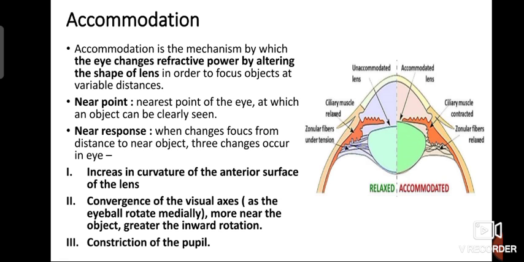Three changes occur in the eye. First, increase in curvature of the anterior surface of the lens, as we see. Second, convergence of the visual axis as the eyeball rotates medially; the nearer the object, the greater the inward rotation. In the normal eye the eyeballs are parallel, but in the accommodated eye the eyeballs move medially. Third, constriction of the pupil in the accommodated eye, while in the normal eye the pupil will be dilated.